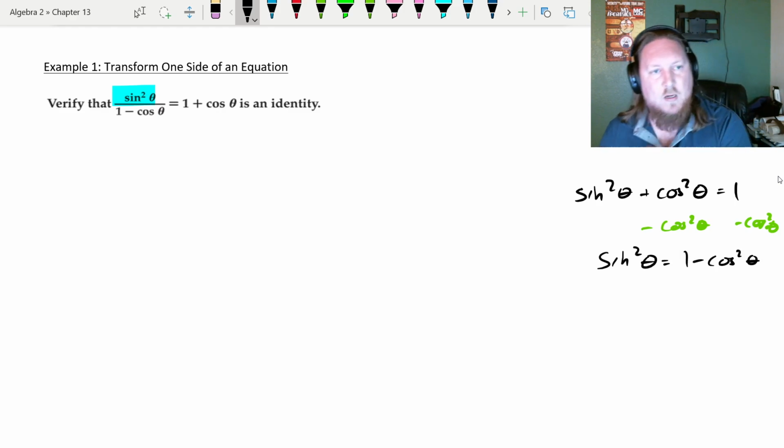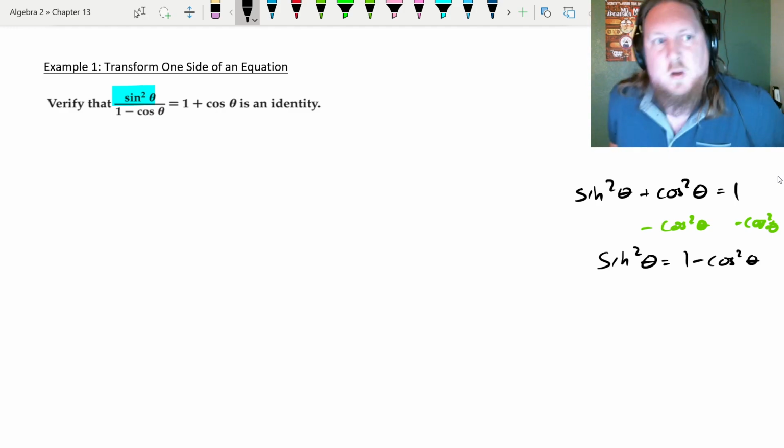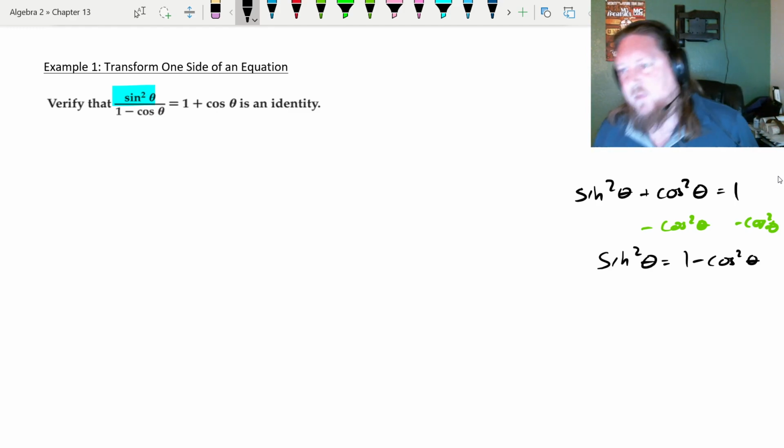So we just made a new trigonometric identity. If you've got that one, add it to your table. You're always going to be able to use this one. I mean, we just subtracted cosine squared from both sides. There's no problem with that, right? So that might be helpful.